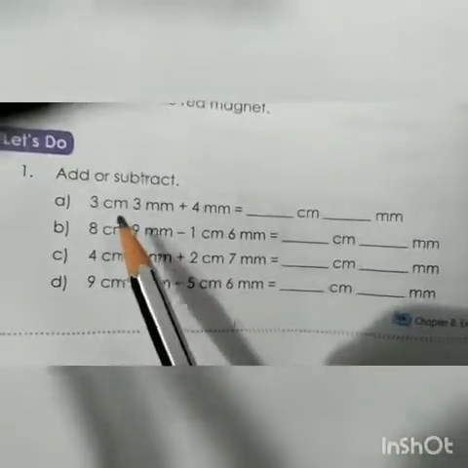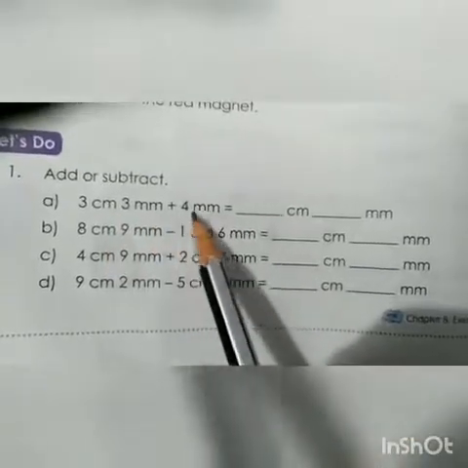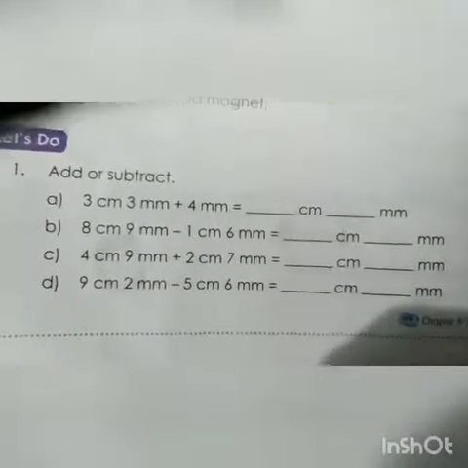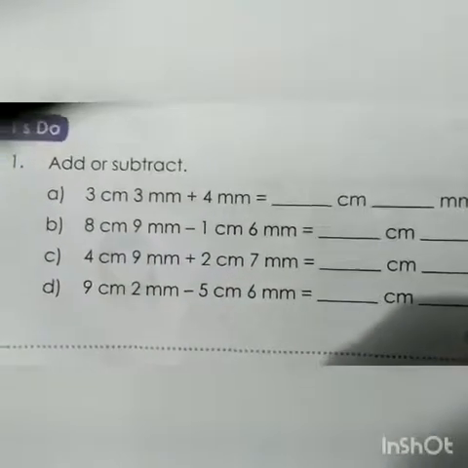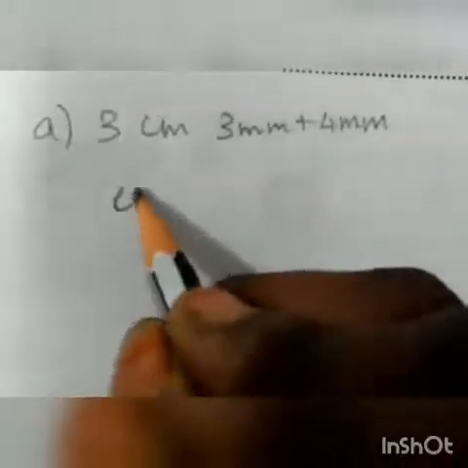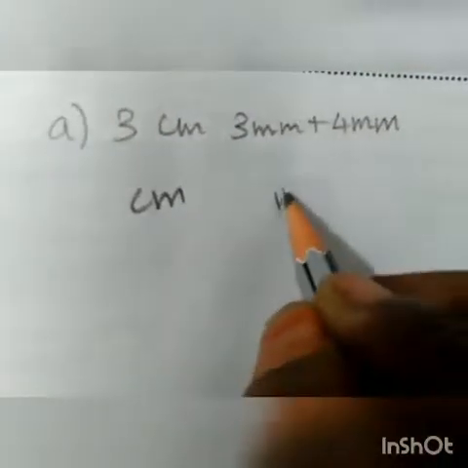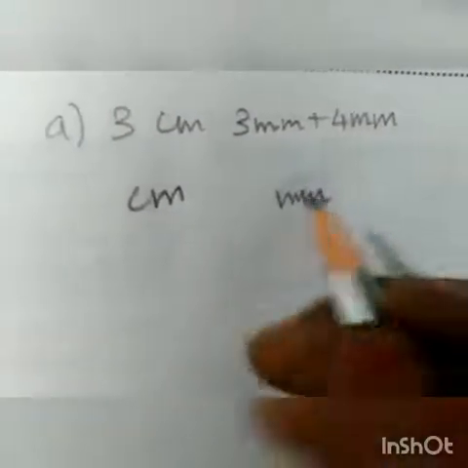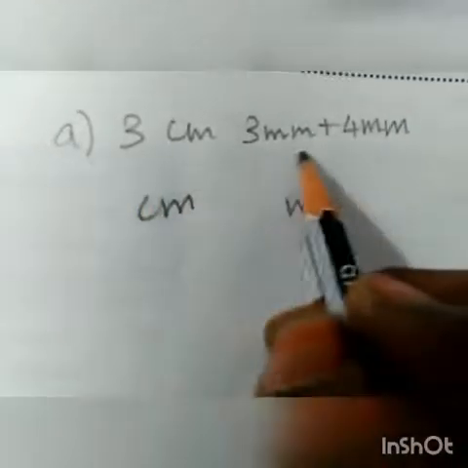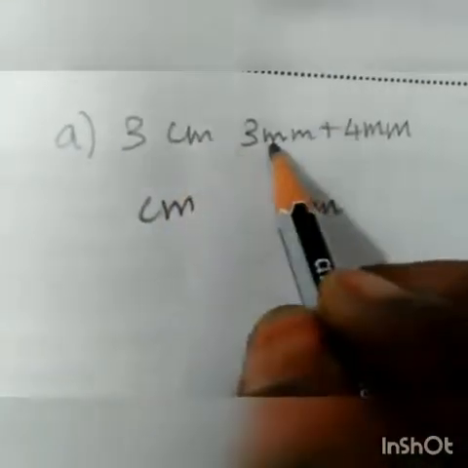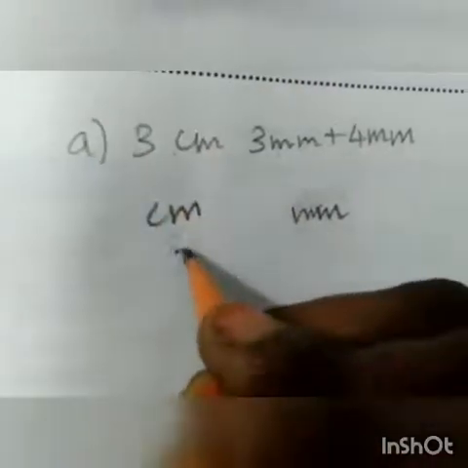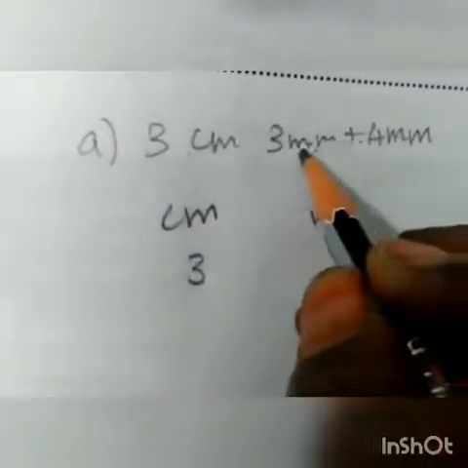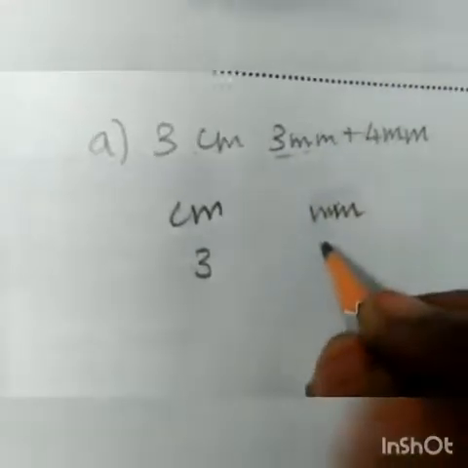First problem, 3 centimeter 3 millimeter plus 4 millimeter. We can use another method also. First we have to write centimeter and leave one finger gap, then write millimeter. In the first value before plus, centimeter and millimeter are there, so under centimeter we have to write 3. Under millimeter we have to write 3.